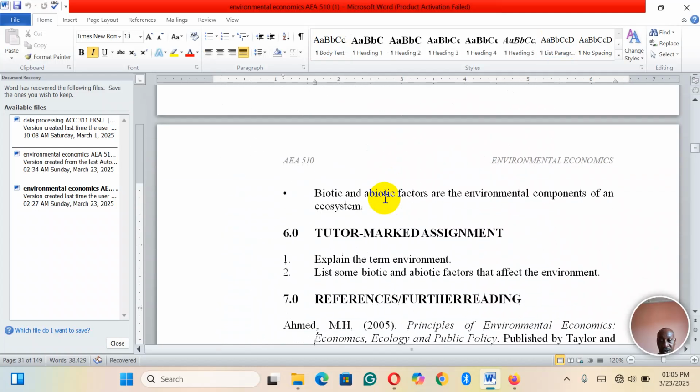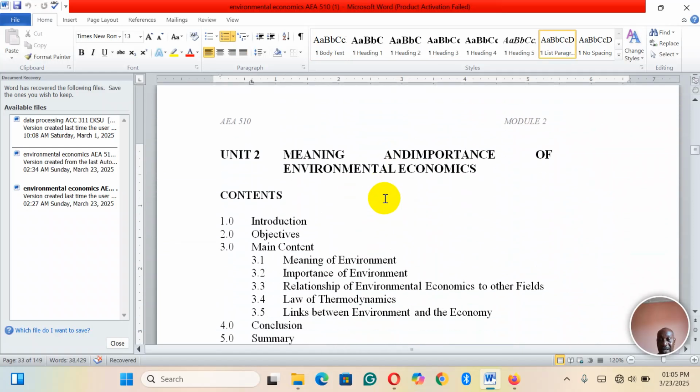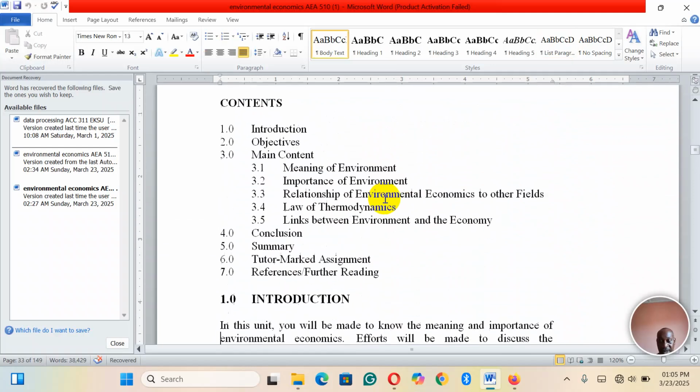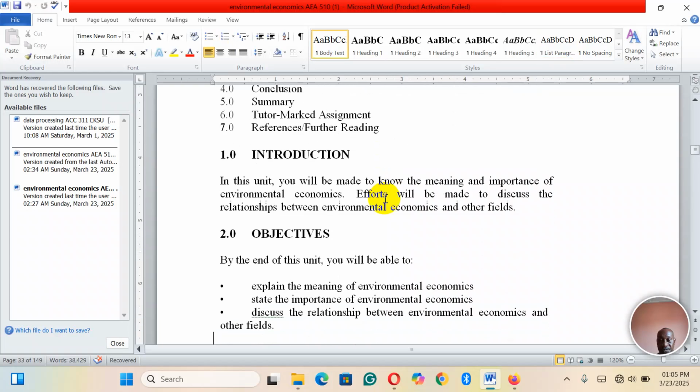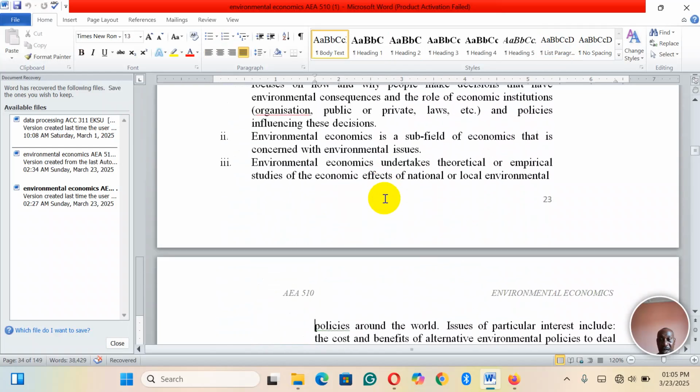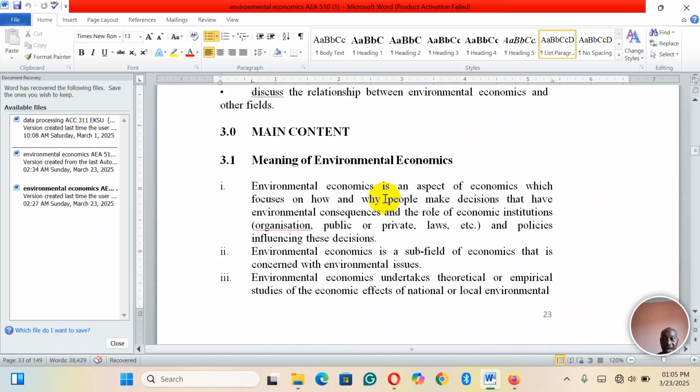So we're moving on to the next one, where we're looking at the meaning and importance of environmental economics. So we are looking at the meaning of environmental economics. Environmental economics is an aspect of economics which focuses on how and why people make decisions that have environmental consequences, and the role of economic institutions, organizations, public or private law, and also policy in influencing this decision.